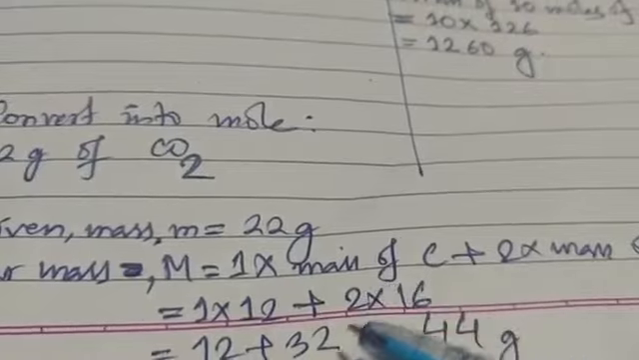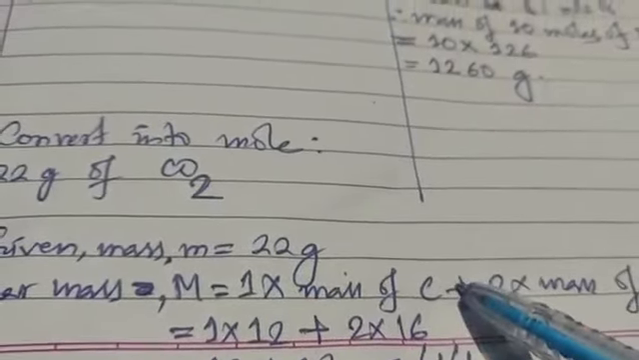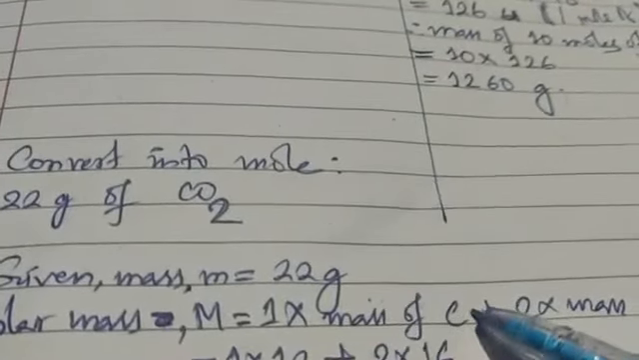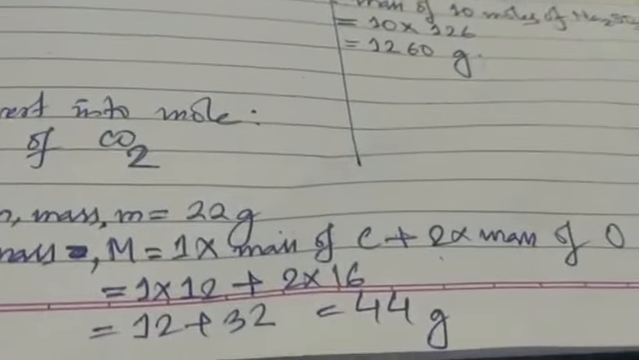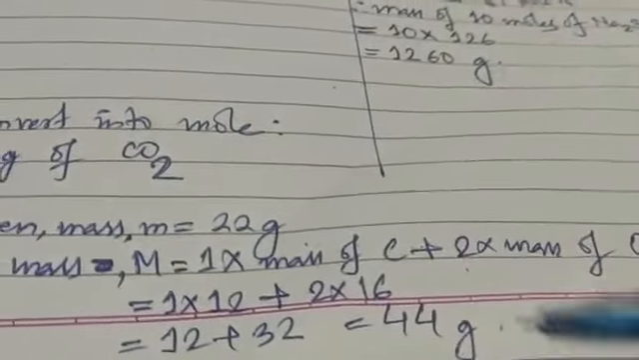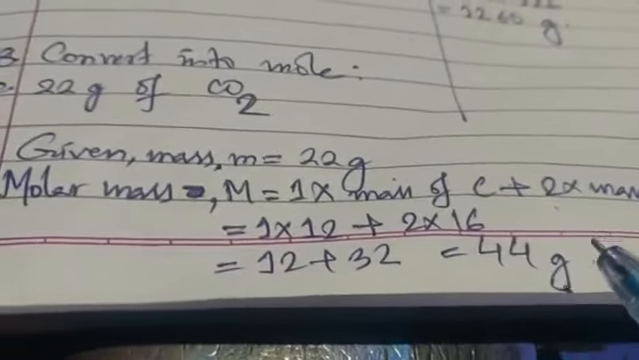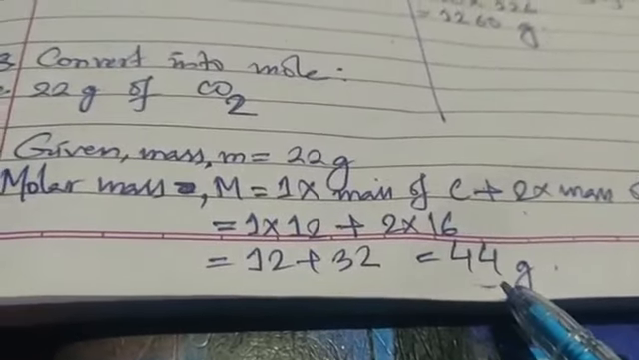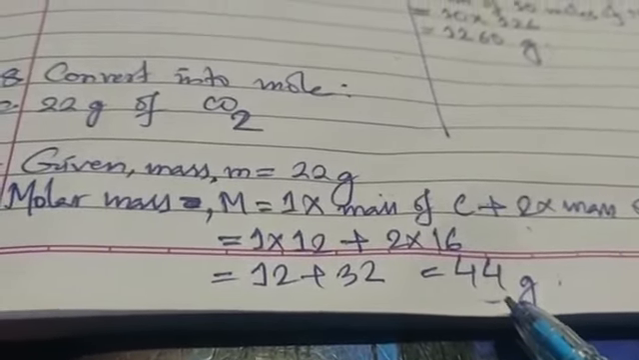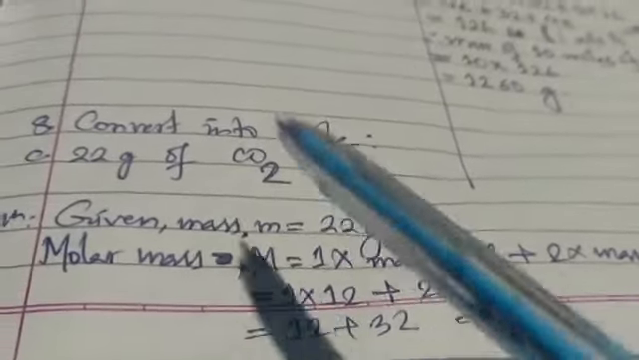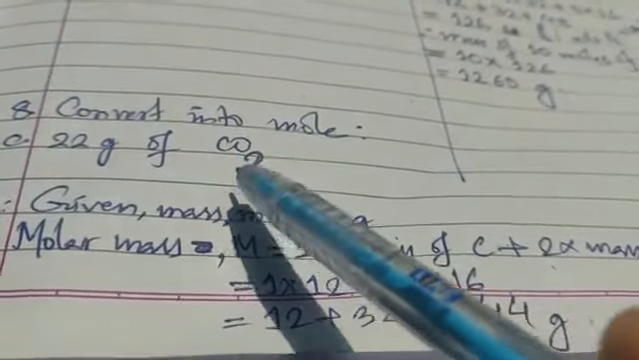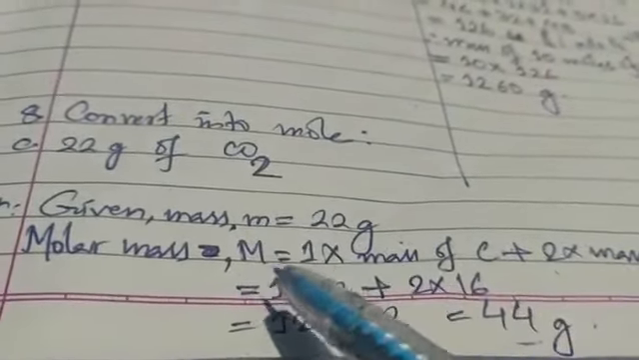how we are doing this, I explained in previous questions. 1 into mass of C. You see how many carbon are there? 1, so 1 into mass of carbon, plus 2 into mass of oxygen. You see 2 oxygen, so 2 into mass of oxygen. Then we can say that the molar mass of carbon dioxide is 44 gram, but this is not the answer yet. Why? Because remember, yesterday we wrote one formula. In that formula what did we say?